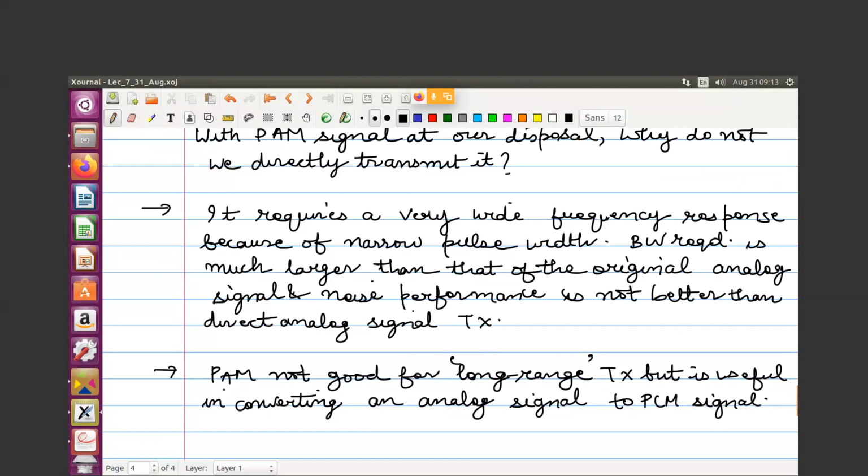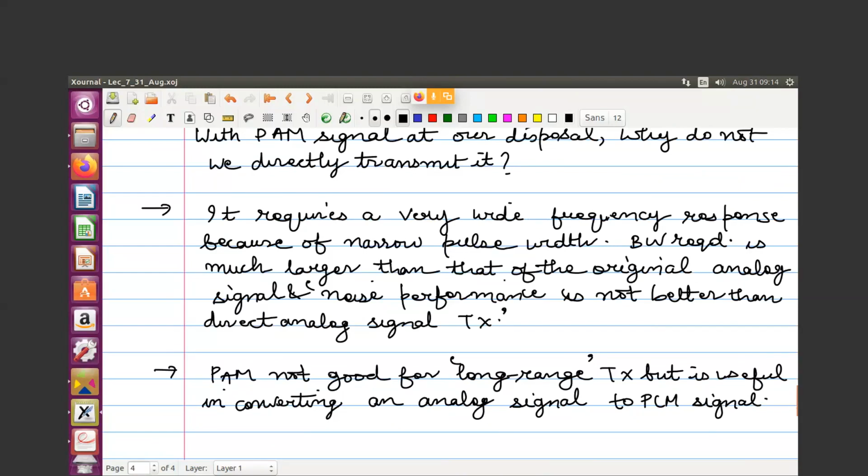Then this noise performance is not better than direct analog signal transmission. So these are written without quantifying. It means we are not telling the reason for it. See, if you are very much interested in knowing the reason, then you need to go back to the days when the research for PAM and such waveforms was at its peak. So people must have noted down the reason in the research articles, or the companies who are designing systems based on these waveforms must have written it down in their notes, what is the problem they really face.